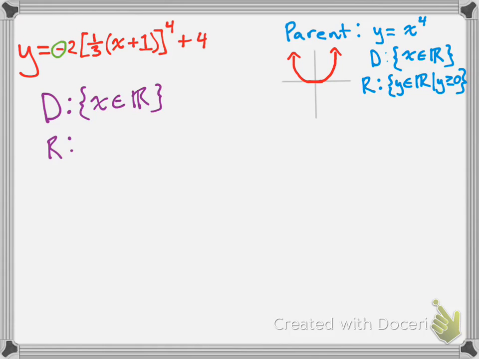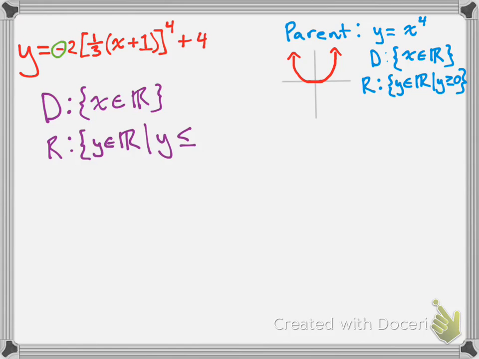And since it has a maximum value, we're going to have all of our y values be less than or equal to some number. Okay, so why don't we write that in? We're going to have y as an element of the real number system such that y is less than or equal to something. Okay, so what is that something?